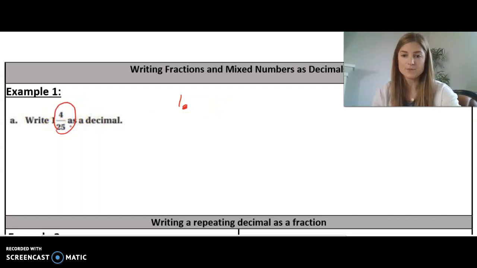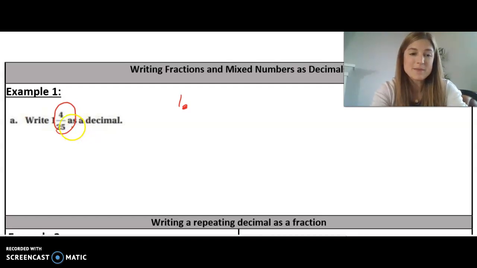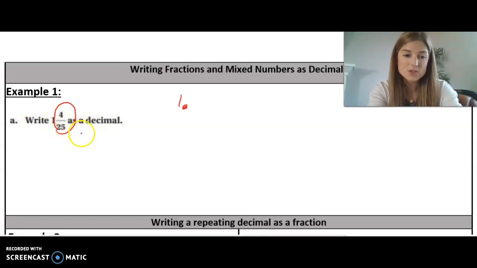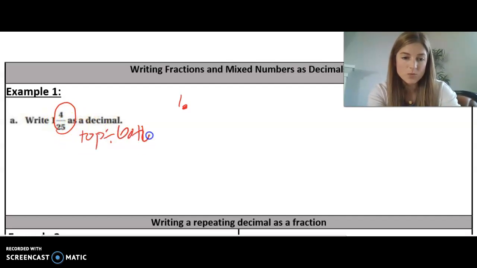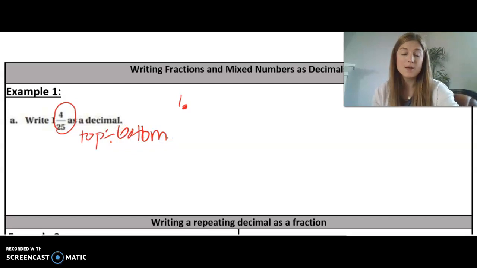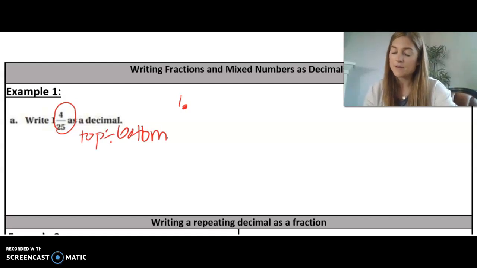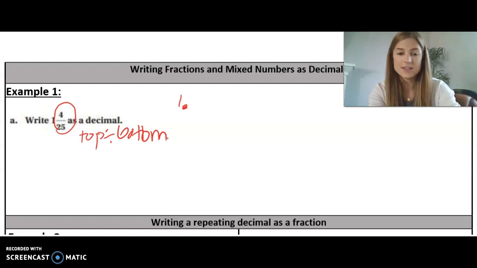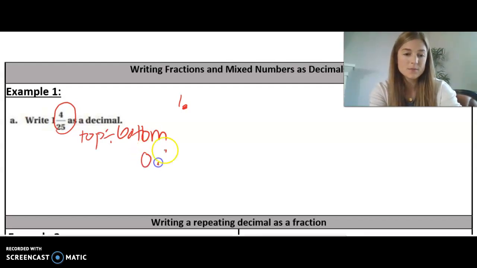4/25ths into a decimal. And we learned way back in topic 6 to make a fraction a decimal is do top divided by bottom. Yes, I am welcoming a calculator, but I am not welcoming Google. So be careful. If I see you on Google, I'm not going to be very happy. So 4 divided by 25 in my calculator, I got 0.16.